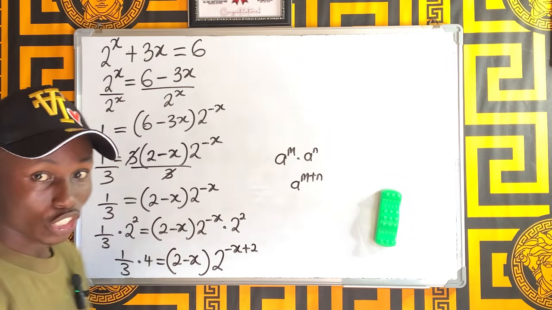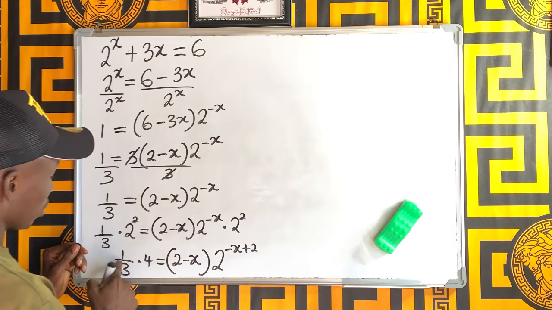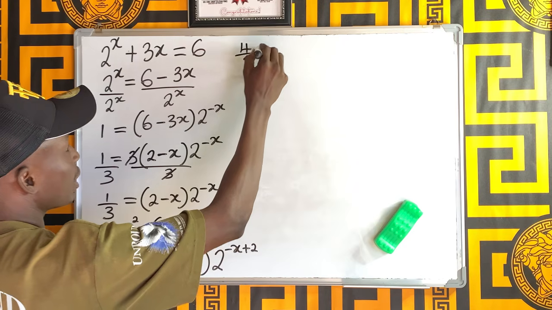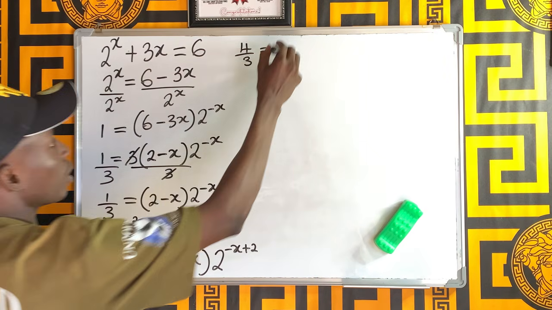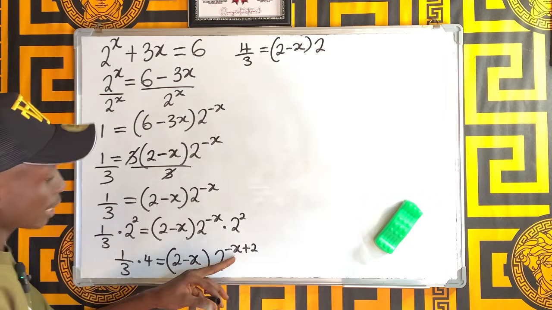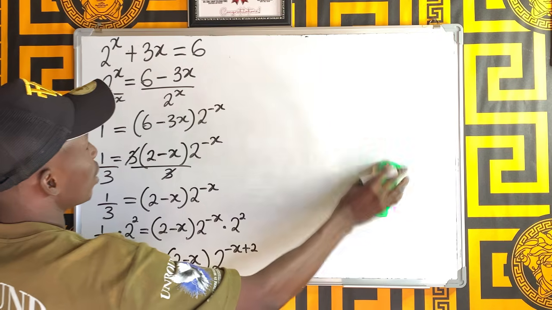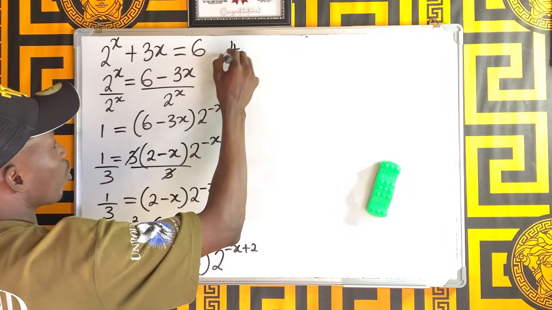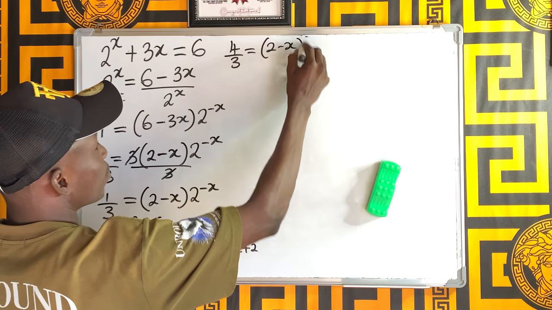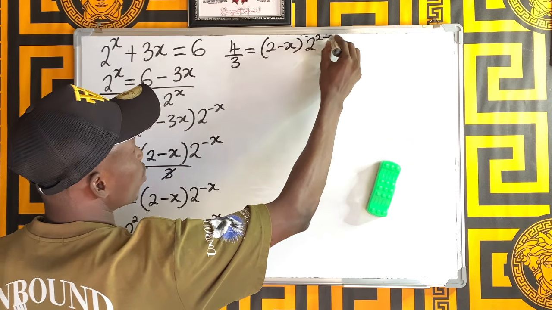Wow, this is interesting, right? Now 1/3 times 4 gives us 4 over 3, equal to 2 minus x, then multiplied by 2 raised to 2 minus x. That means 4 over 3 is equal to 2 minus x multiplied by 2 raised to 2 minus x.